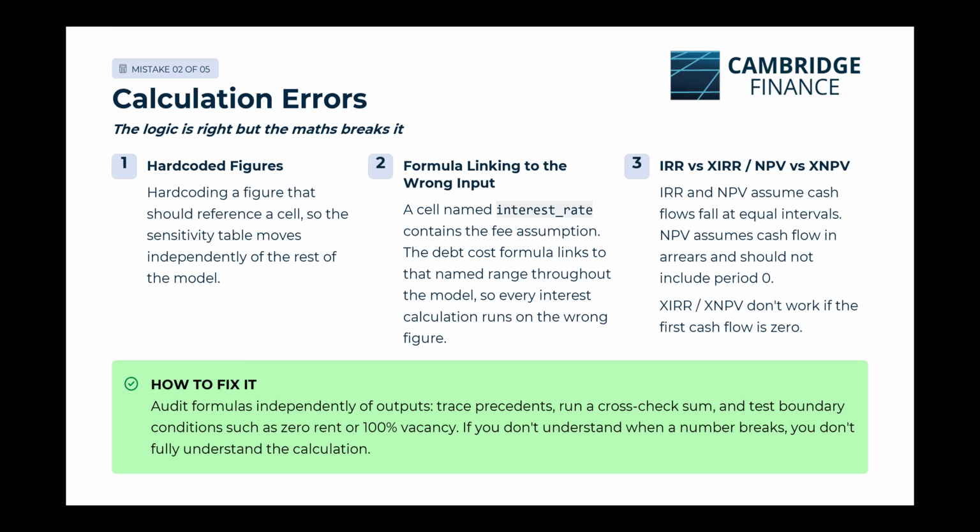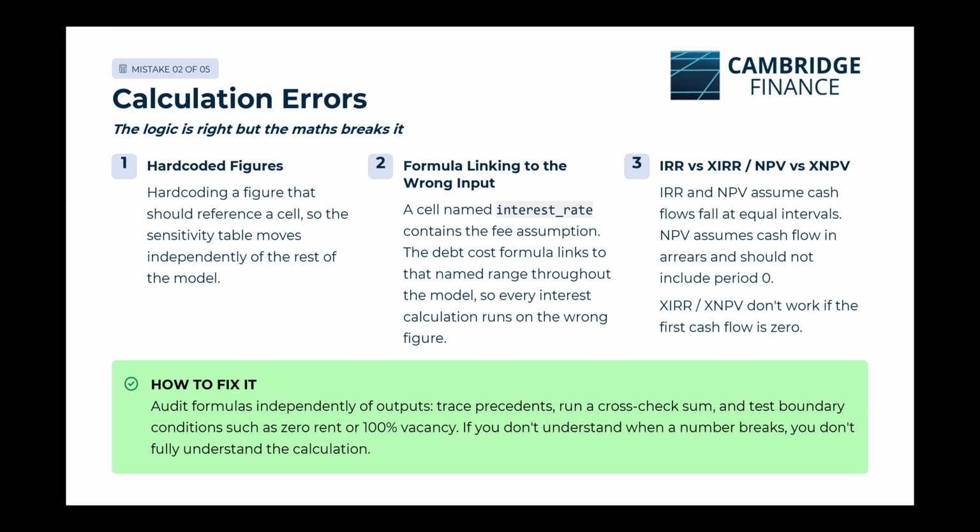IRR versus XIRR, NPV versus XNPV is also another error. Sometimes people forget that IRR should be used only when you have annual cash flow. If you don't have annual cash flow, then you need to compound this rate. And then also you need to calculate the NPV. Sometimes people forget the NPV is considering cash flows in arrears, so you need to exclude the period 0.